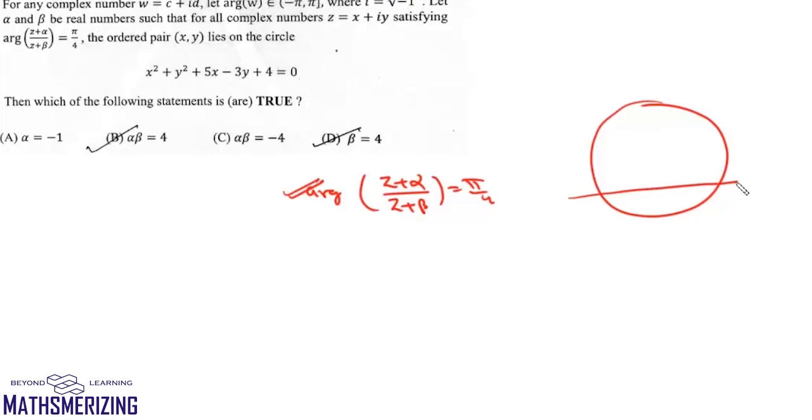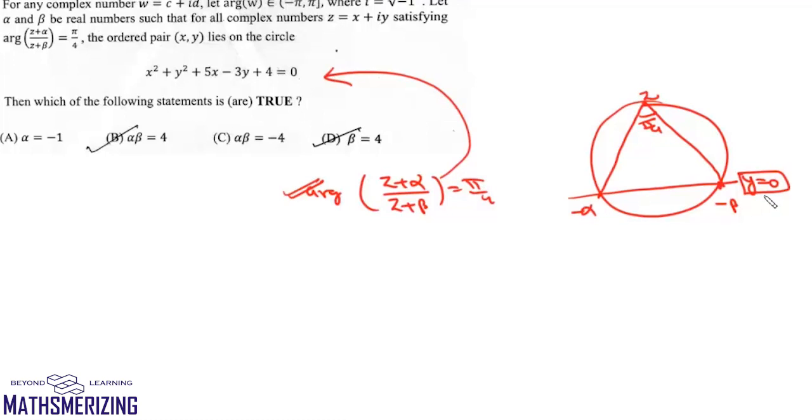Now the question is, for any complex number W, let alpha, beta be real numbers such that all complex numbers satisfying argument of (z plus alpha) upon (z plus beta) equals pi by 4 lie on this circle. Now in complex numbers, you have already studied that this equation represents a portion of a circle whose chord is minus alpha, minus beta, and which subtends an angle pi by 4 in the segment.